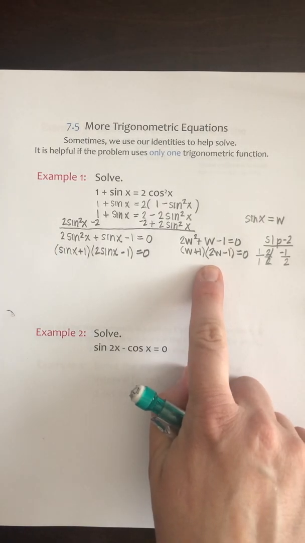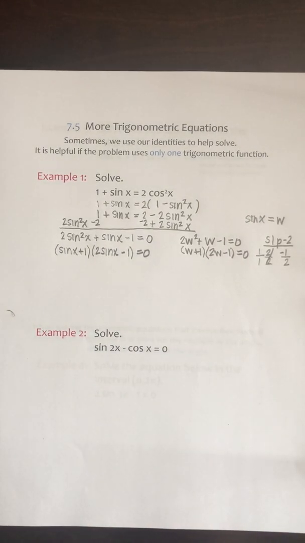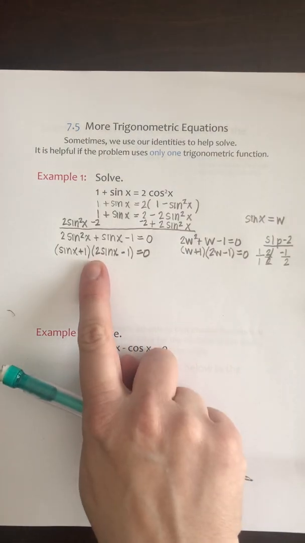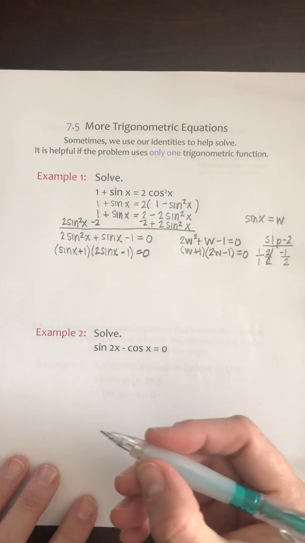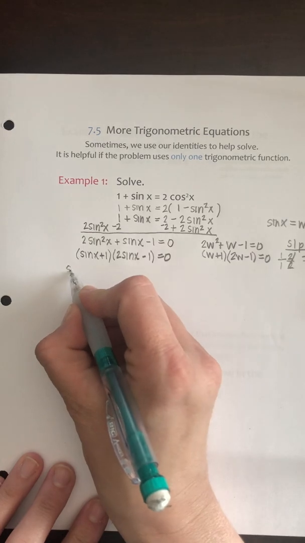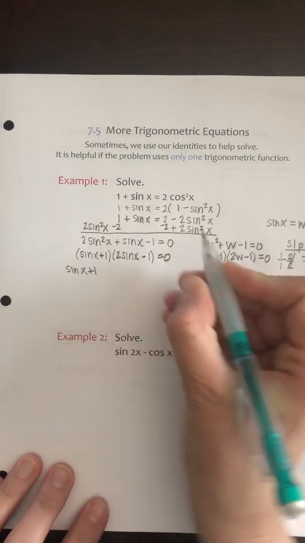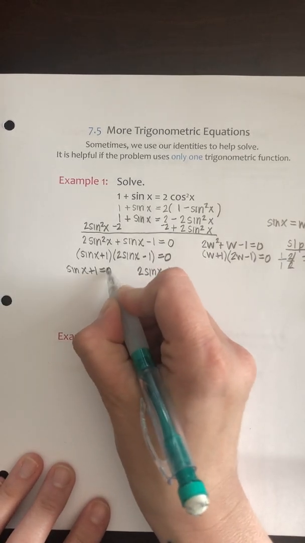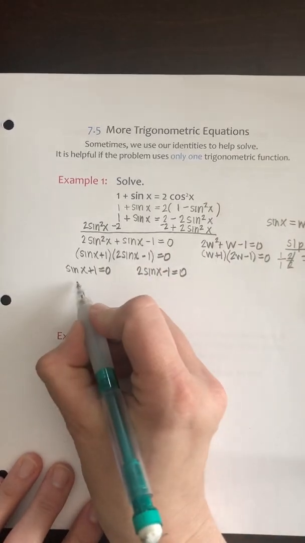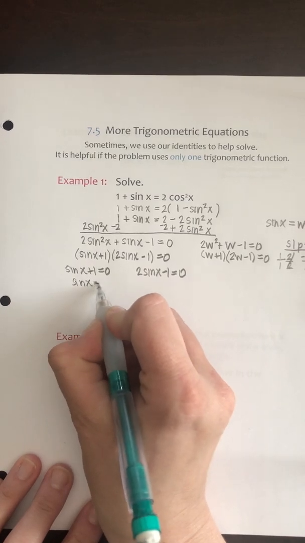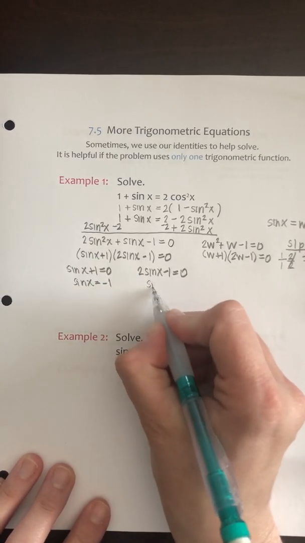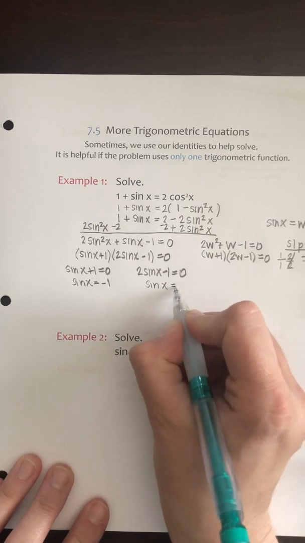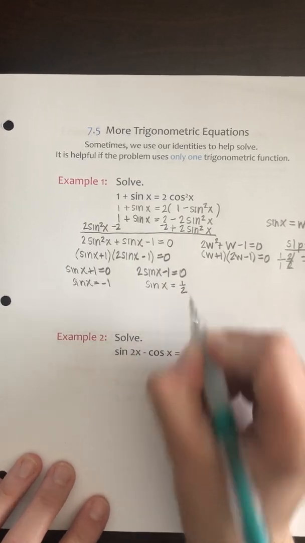Now, if you're comfortable with just factoring it from here to here without writing it like this, that's fine. You don't have to show your work for this. If you feel comfortable without having to set the sine x or whatever that trig function is to a variable, you don't have to do that. You can just write it like this. All right, so now I'm going to take each of those factors, the sine x plus 1 and the 2 sine x minus 1, and set them both equal to 0. So the first one, I'm going to get sine x equals negative 1. The second one, after I add 1 and then divide by 2, I'm going to get sine x equals 1/2.